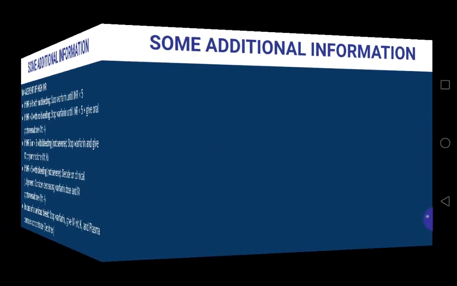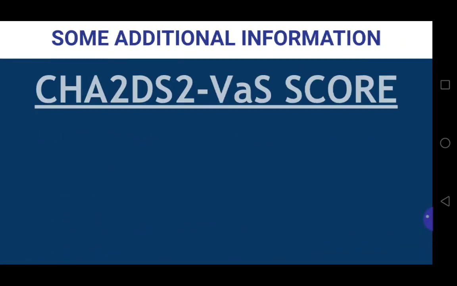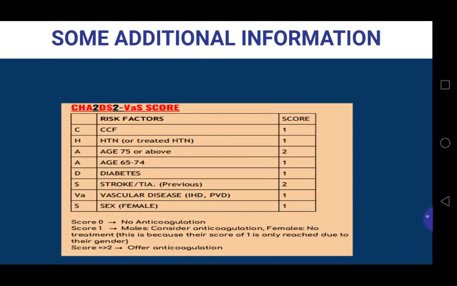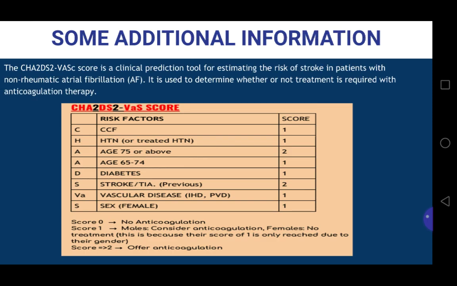So now, CHADS-VASc score. What is CHADS-VASc score? Here is a table. You can see the risk factors and scoring. CHADS-VASc score is a clinical prediction tool for estimating the risk of stroke in patients with non-rheumatic atrial fibrillation. It is used to determine whether or not treatment is required with anticoagulation therapy.